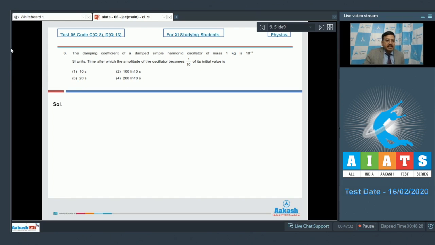Well, it's a case of damped oscillation, and we know that amplitude as a function of time in this particular case can be written as A(t) is equal to initial amplitude A naught e to the power minus bt by 2m, where b is the damping coefficient. So in our case, A is A naught by 10. So let's plug in the values. We have A naught by 10 is equal to A naught e to the power minus bt by 2m, and b is given as 10 to the power minus 2. So it's minus 10 to the power minus 2 t divided by 2m. The value of m is 1 kg, so it's simply 2 here.